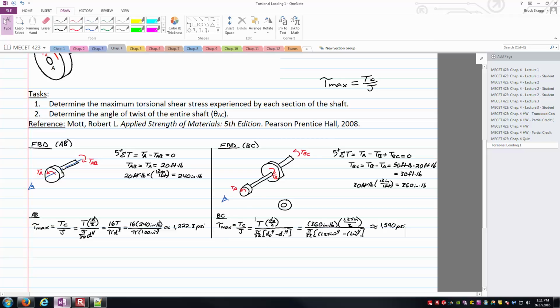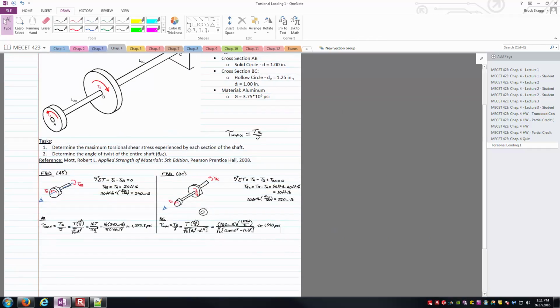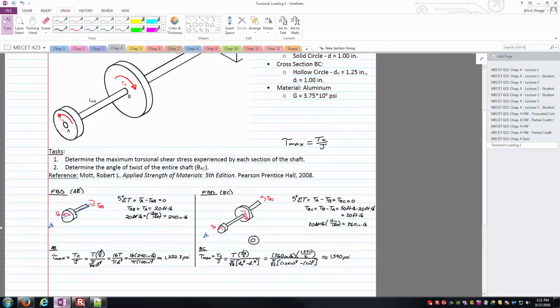Then the base formula we were working out of was tau max was TC over J. Here it's a hollow cross section, so we've got an outer diameter and inner diameter to work through. And so I had to make that adjustment here. And then after recognizing that, it was just plugging and chugging with the known values to get to 1,590 psi. And so I'll stop this video at this point, and we've completed task 1, and then I'll pick up in a second video for task 2, where we investigate the angle of twist associated with this torsional loading.